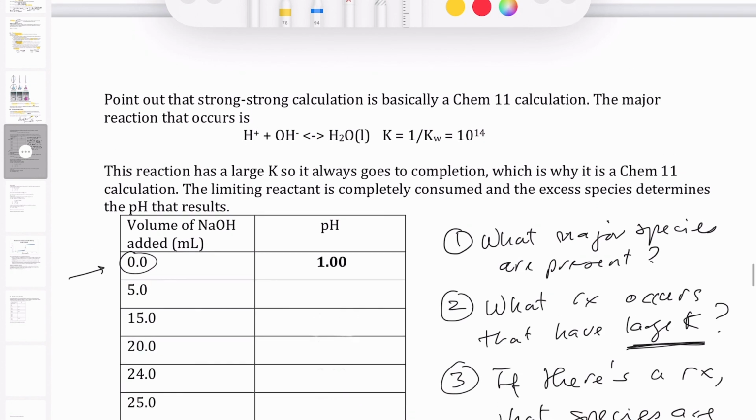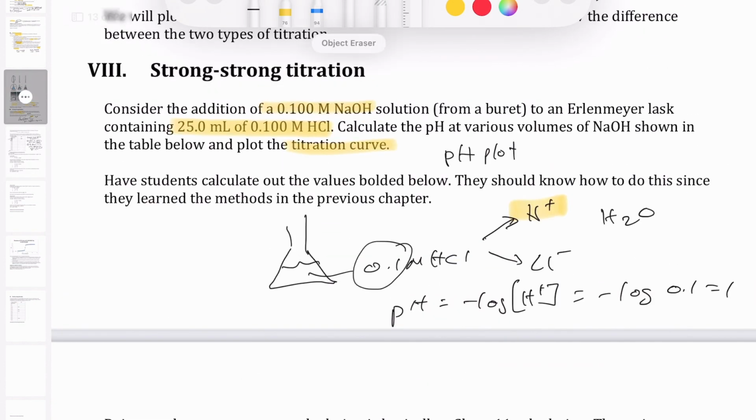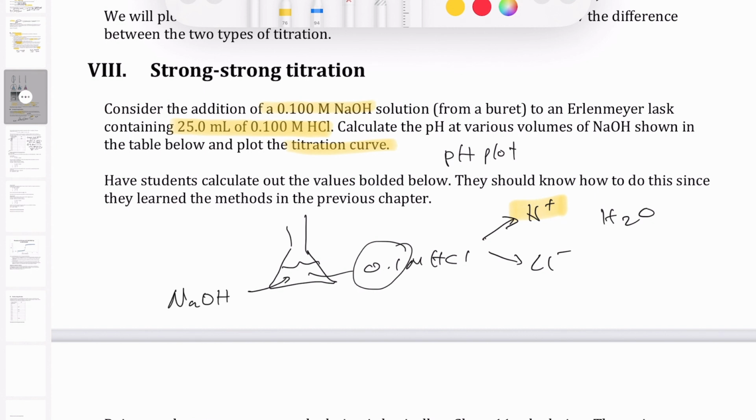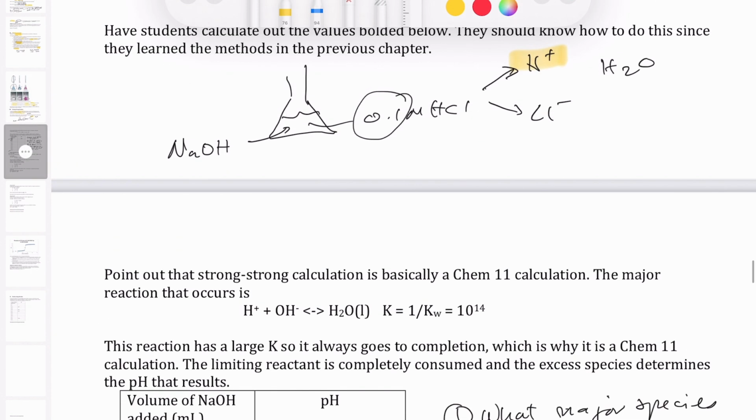Now, what happens when we add 5 milliliters of NaOH? So now, in your flask, going back to this picture, you have both the HCl as well as some quantity of NaOH. Now, what is NaOH going to do, and does any reaction happen? Well, NaOH is going to split up into Na plus and OH minus. So what you have to think about is that now you have four species: H plus, Cl minus, Na plus, and OH minus. I'm not discussing water right now because it's not a critical component of any of the reactions.